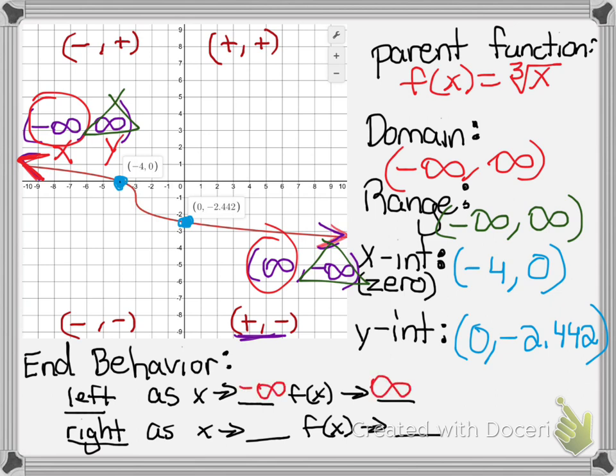Now let's look at the arrow on the right side. We're going to do the same thing. The x is approaching positive infinity, and the y is approaching negative infinity. And that's it.